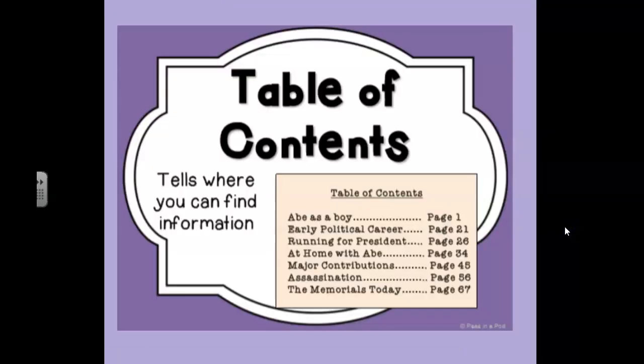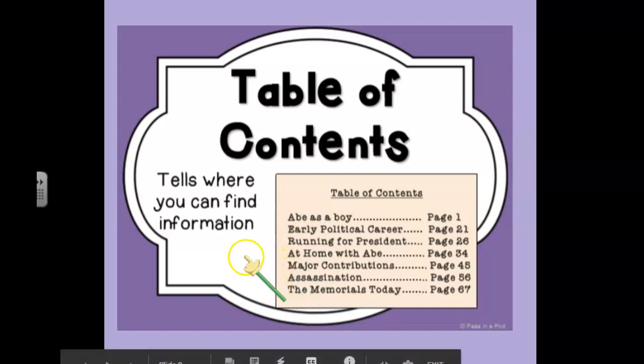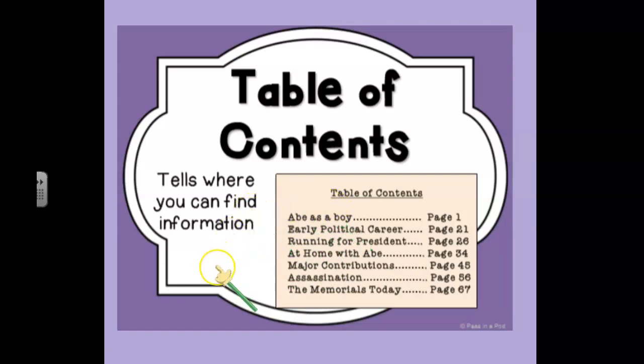All right, in first grade, you learned about a table of contents. Remember, a table of contents is found usually close to the very beginning of the book. It tells you the headings in the book and what page you will find the information on. So if I were reading this book and I wanted to know about major contributions from the life of Abraham Lincoln, I would go to page 45 and I could read under that heading and find the information.